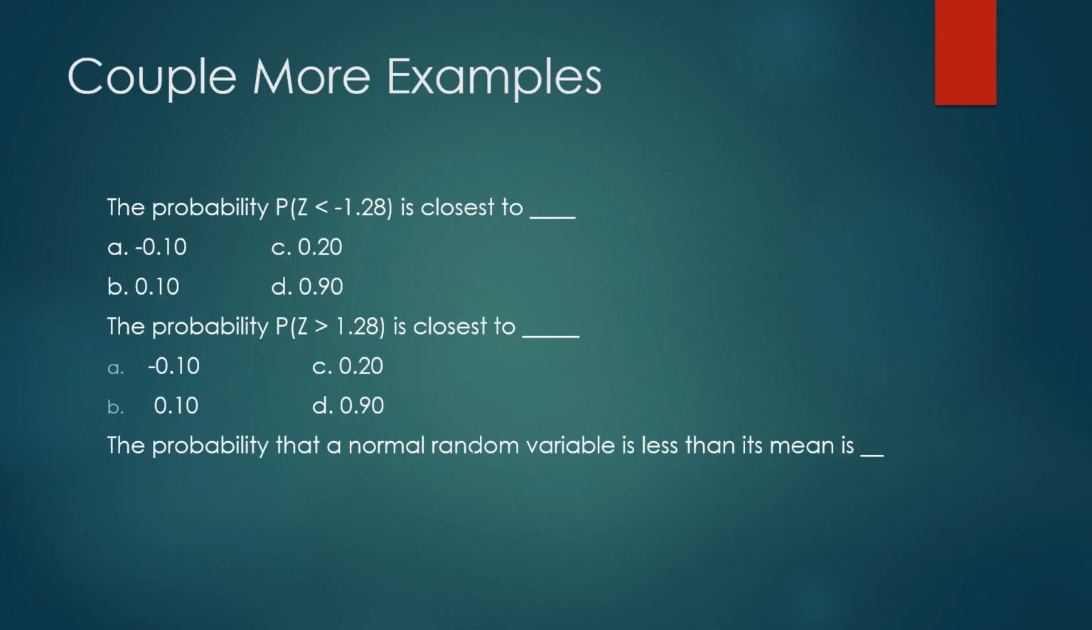Let's wrap this up real quick. We're looking for the probability of the z-score being less than negative 1.28. If we look at that on the z-score table, we get 0.1003, which is closest to B. All right, next one. We're looking for a z-score that's greater than positive 1.28. That would come out to be 0.8997, which would be closest to D. And the probability that a normal random variable is less than its mean would be 0.5.